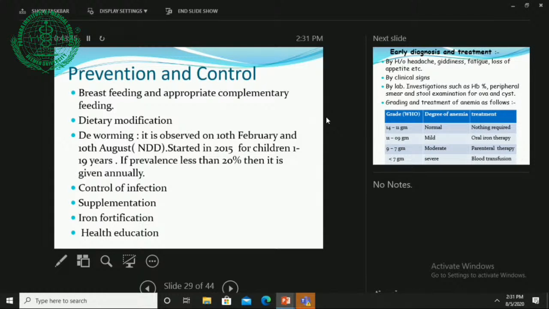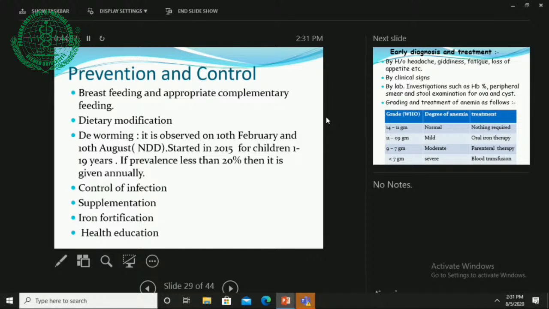Now here biannually they are giving this deworming, but if prevalence is less than 20%, there you can do annual deworming. But in our country, in most of the states, the prevalence is more than 20%, so we are going for biannual deworming.